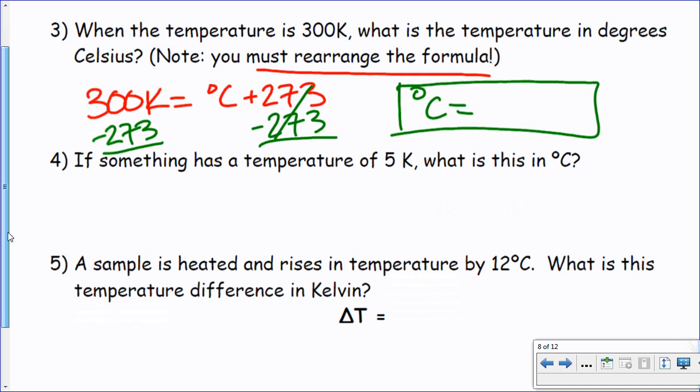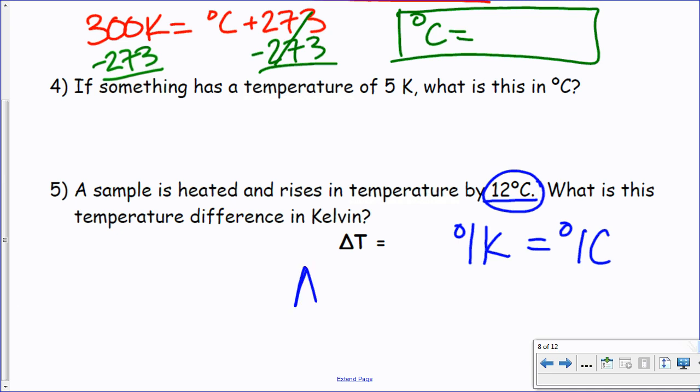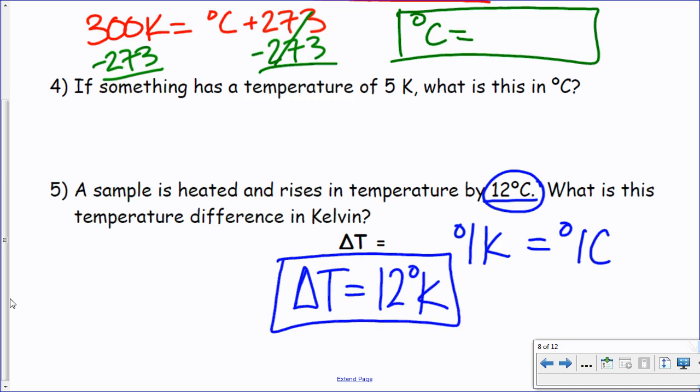Now here's the trick question you're always going to see. A sample is heated and rises in temperature by 12 degrees. What is this temperature difference in Kelvin? You have to go back to your notes and understand that 1 Kelvin degree equals 1 Celsius degree. So when we have a change of 12 Celsius, that's also delta T, which means change, equals 12 degrees Kelvin, or 12 Kelvin degrees. Sometimes you don't see the little degree symbol when you see Kelvin used. Sometimes it's just a K. Okay, 12 K.